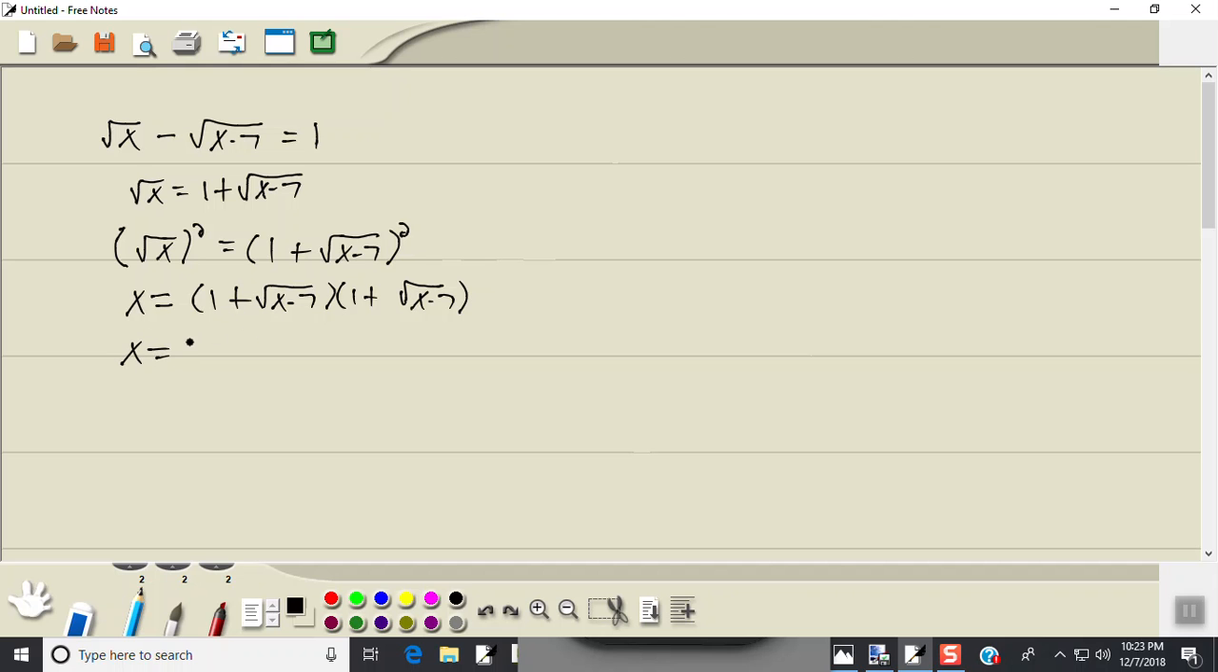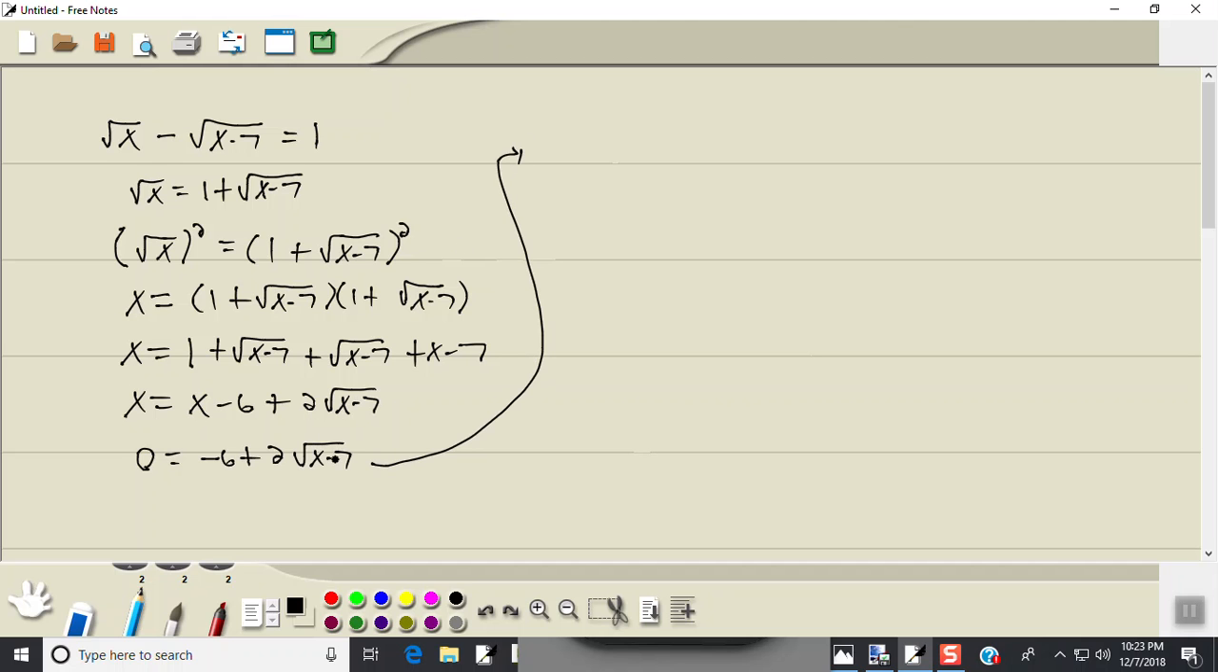So I take 1 times 1, which is 1. 1 times square root of x minus 7, which is square root of x minus 7. Square root of x minus 7 times 1, which is square root of x minus 7. And square root of x minus 7 times square root of x minus 7, which is x minus 7. Okay, here's my x. Combine numbers. 1 minus 7 is negative 6. And combine these two radicals together, and that gives me 2 square root of x minus 7. Now notice I have an x on both sides, so that's going to drop away. So you've got 0 is equal to negative 6 plus 2 square root of x minus 7.